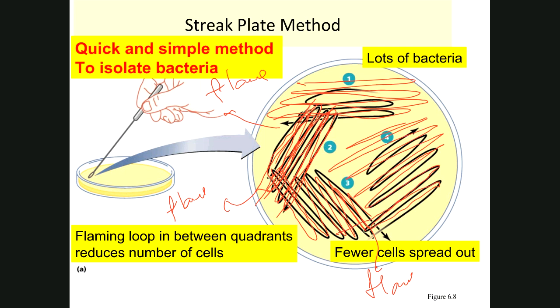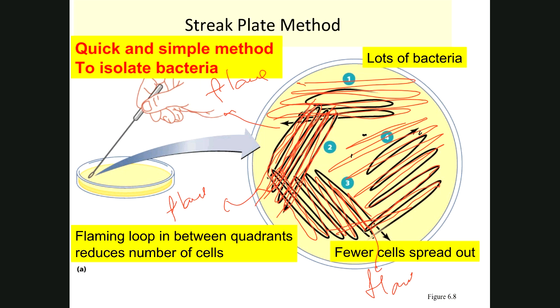So again, you're just grabbing a few of the cells from quadrant 3 into quadrant 4 and beginning to spread them across the plate to try to obtain individual cells falling in discrete areas that will give you an isolated colony. Yeah, Joel, you have a question?